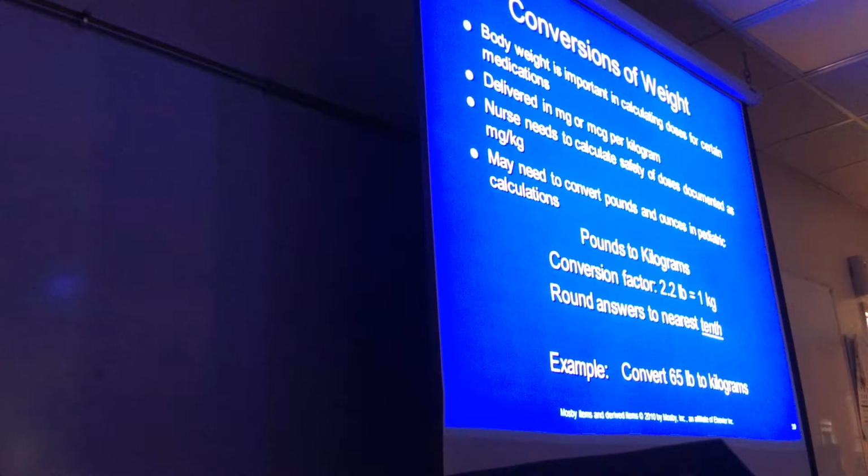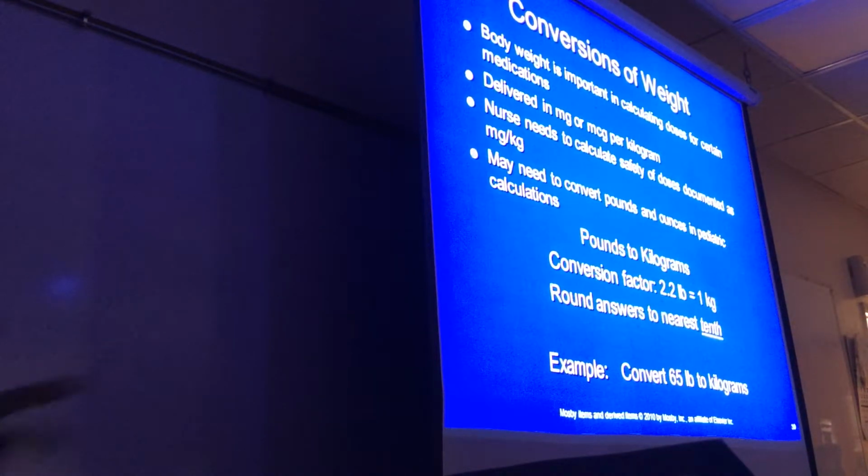And you may need to convert pounds and ounces in pediatric calculations. So a patient might come in and most of the time we'll weigh every patient as they come in, but every once in a while we'll have emergencies come in where the patient's unconscious and has a hard time standing on a scale, right?